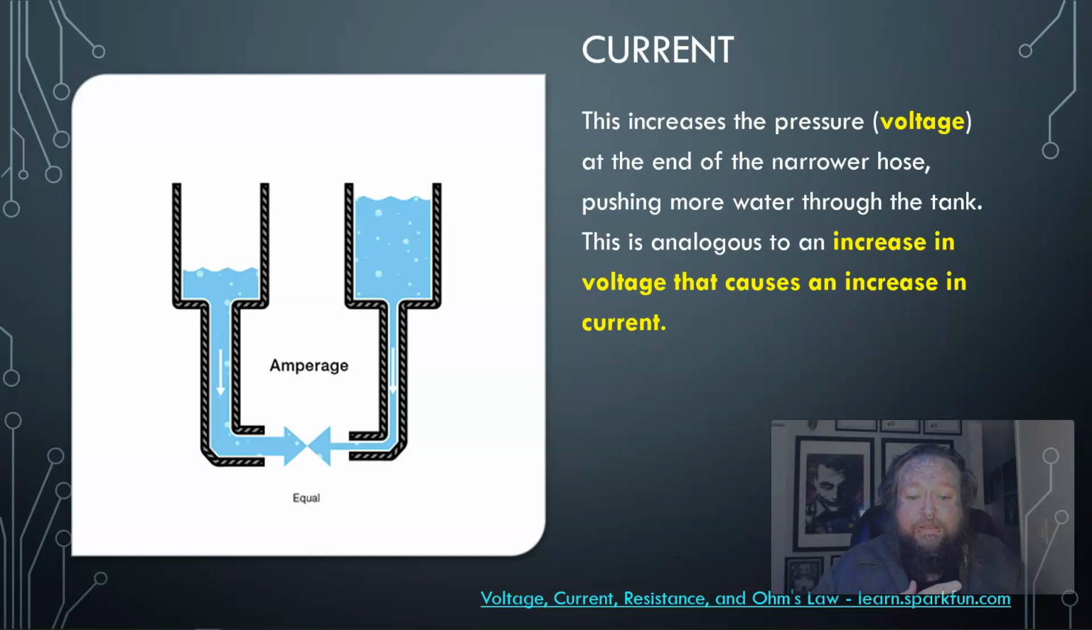This increase in the pressure, so the voltage, at the end of the narrow hose pushes more water through the tank. And this increase in voltage causes an increase in the actual current. So these are bigger things, but just to remember again, we need to worry about volts, the amount of energy and pressure that we actually have. And we have to worry about what's the actual flow going through there, being the actual amps. And we need to worry about the actual levels depending upon what components we put in place.